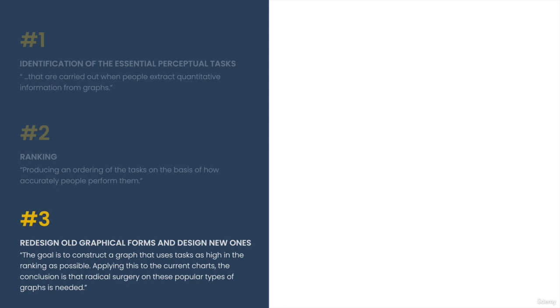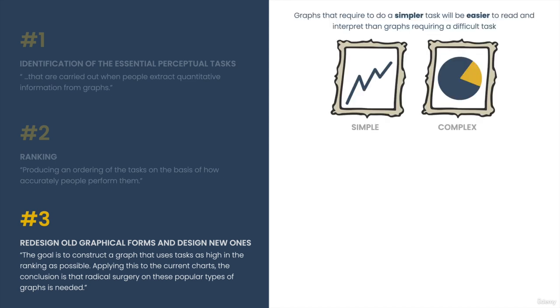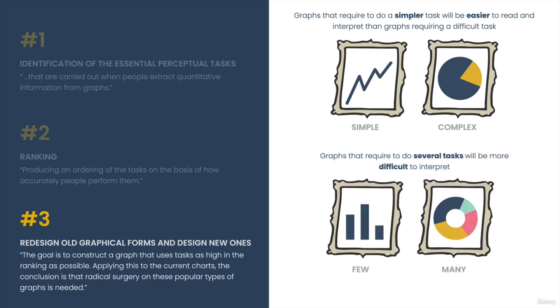And when we start to redesign these graphical forms, we will see that graphs that require a simpler task, so a task higher in the ranking, will be graphs that are easier to read and interpret than graphs requiring a difficult task. And also that graphs that require several tasks will be more difficult to interpret than those that require fewer tasks. And with this, the authors hope that we will be able to redesign the traditional plots to simpler, more effective ones. So, in the next lesson, we will start by defining which are the 10 elementary perceptual tasks.